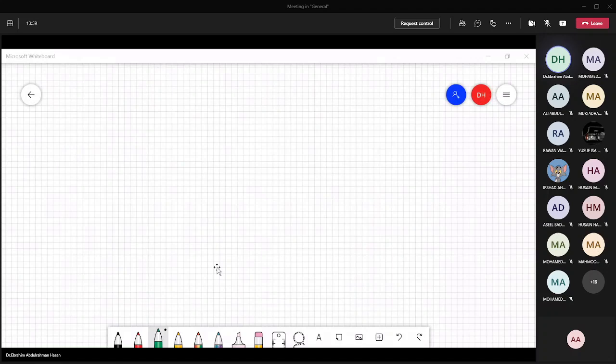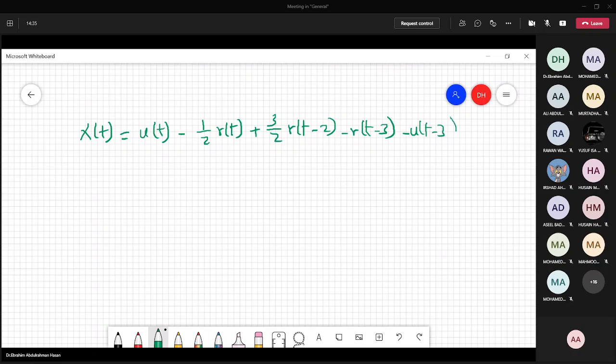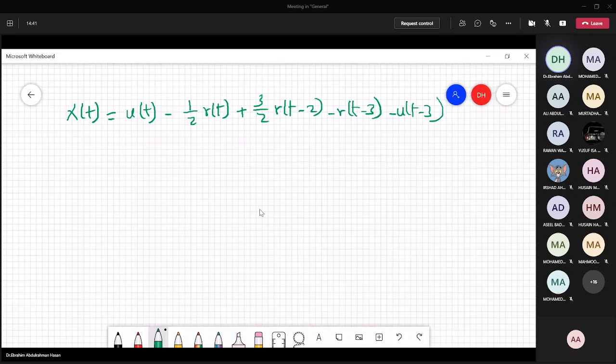Or say x of t is equal to u of t, plus ramp of t, plus 3/2 ramp of t minus 2, minus ramp of t minus 3, minus u of t minus 3. How to plot it?